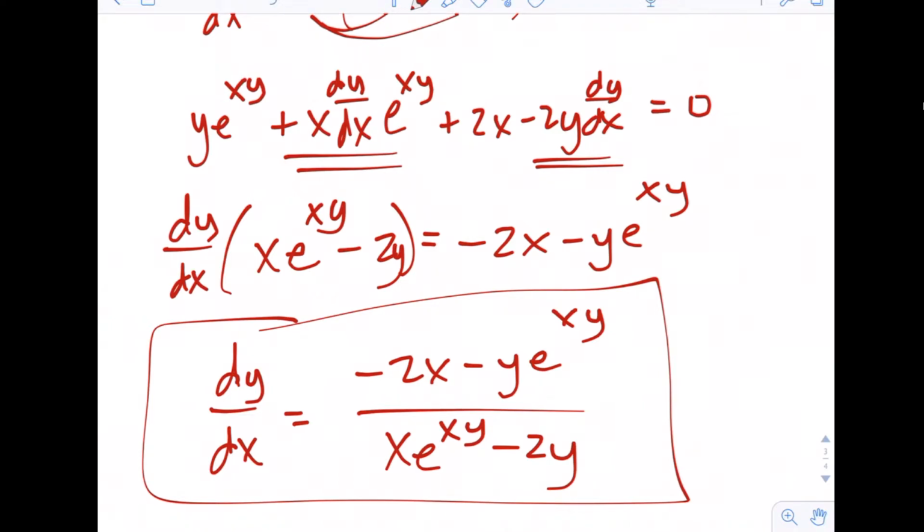Now, how many terms does that derivative have? 4. Good. 2 in the top, 2 in the bottom. Of the 4 terms, how many of them are negative?